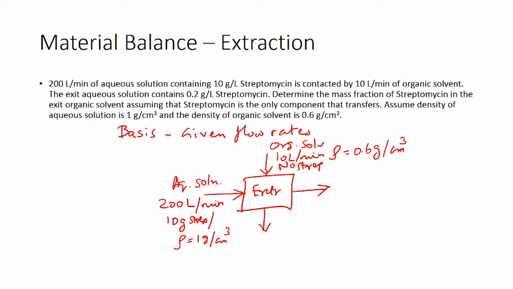One is the aqueous solution which contains 0.2 grams per liter of streptomycin, and you have an organic solvent which is the extract leaving the system as the product. We do not know the concentration of streptomycin in this particular stream. Having written all this information, let us try and solve this problem.